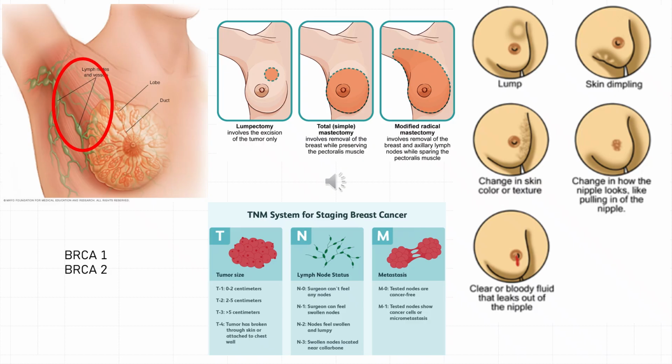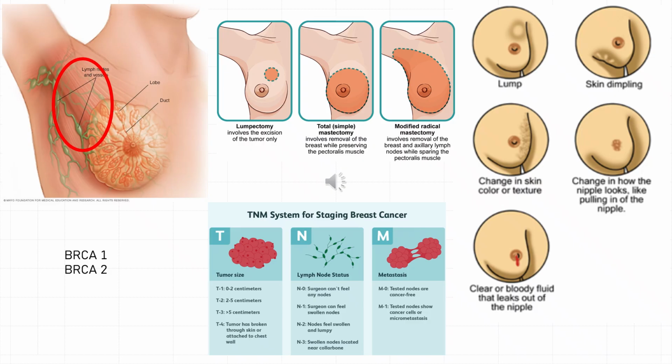So they're looking for any lumps that they can see, any dimpling or changes in the skin, changes in the skin texture or color. So oftentimes breast cancer will be referred to as orange peeled skin. So if they see that, that could be a sign of breast cancer.